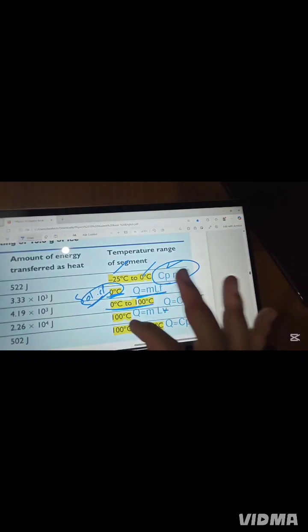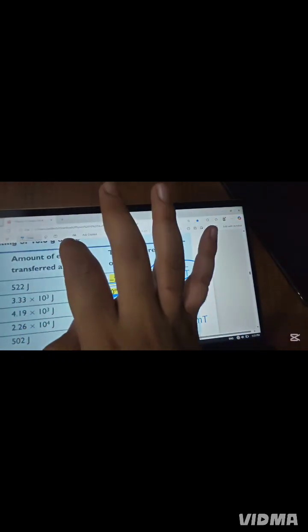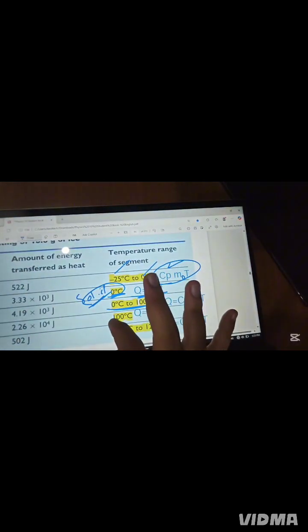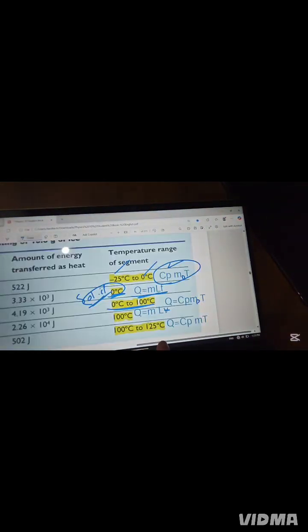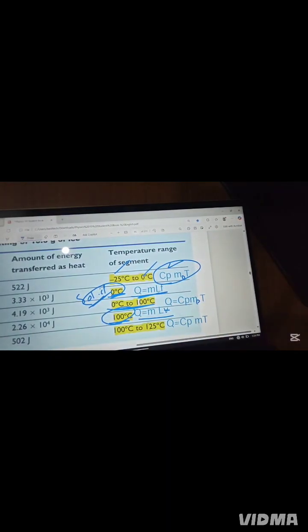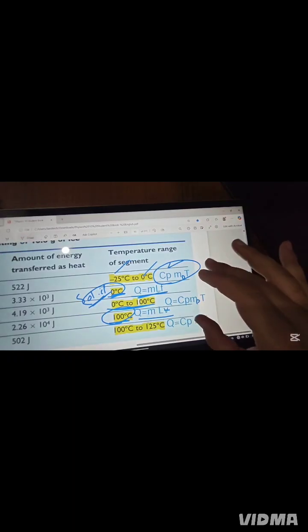But here we have 100 Celsius. At 100 Celsius, we are going to write down Q = m L V, vaporization. Why vaporization? Because the definition of vaporization says converting the state of the matter from liquid to vapor or vapor to liquid. 100 Celsius is the vaporization step. That's why. Let me show you again.